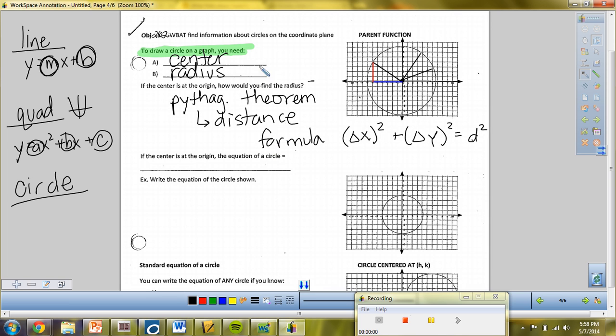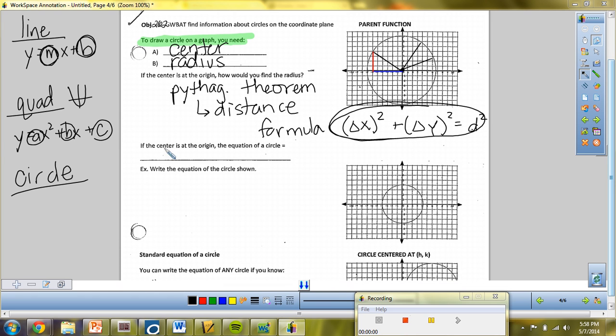So really, all I'm doing is I'm taking this formula, my Pythagorean theorem, my distance formula, that is the equation of my circle. Right? By using that change in x, I'm just saying my x squared plus my y squared is going to give me my radius squared. So if my equation is centered at the origin, this is the formula. This is the formula for my circle.